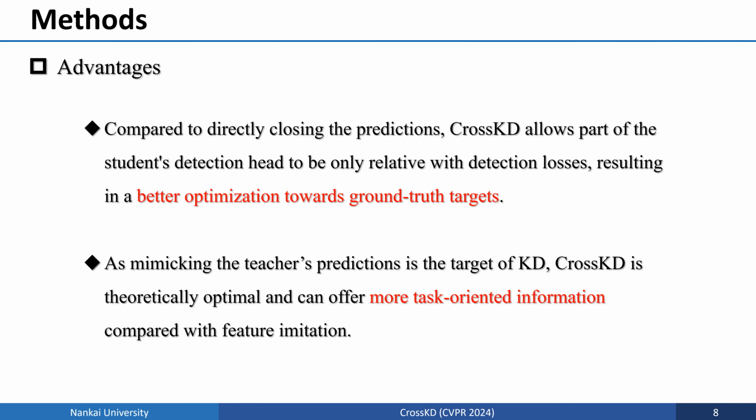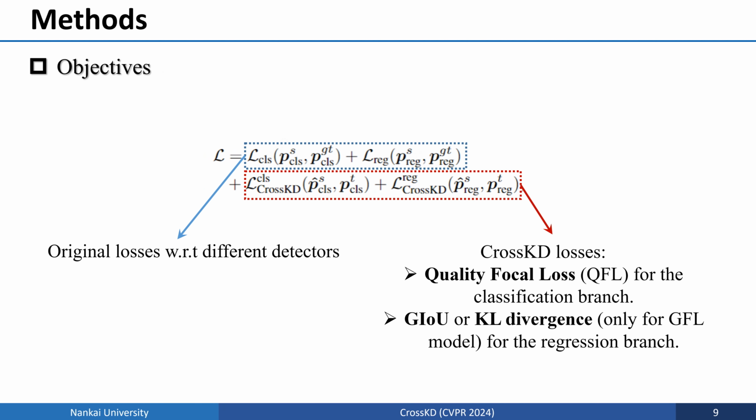These operations bring the following advantages. First, the detection loss and the distillation loss are separately applied to different branches, alleviating the conflict problem, resulting in a better optimization towards GTs. Second, as mimicking the teacher's predictions is the target of KD, it can offer more task-oriented information compared with feature imitation. The objectives of CrossKD are a combination of the original detection losses and additional distillation losses. About distillation losses, we apply different distance functions to transfer task-specific information in different branches.